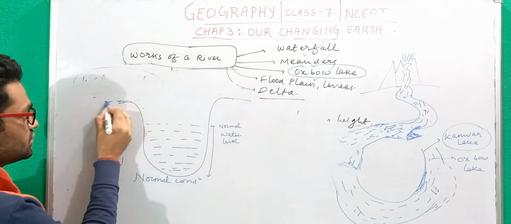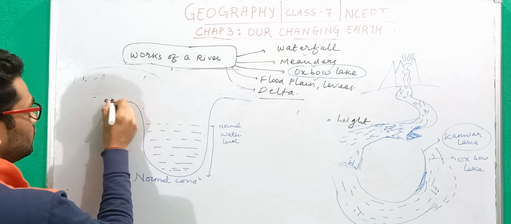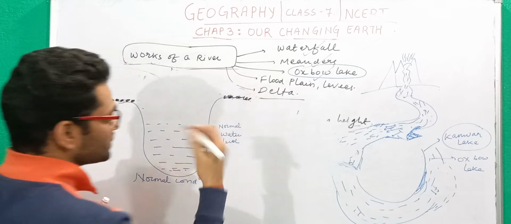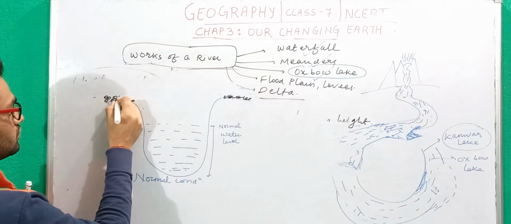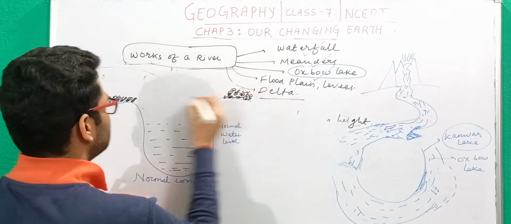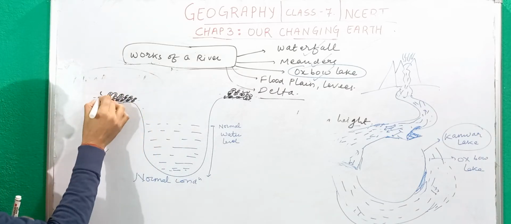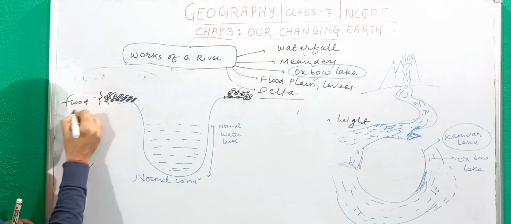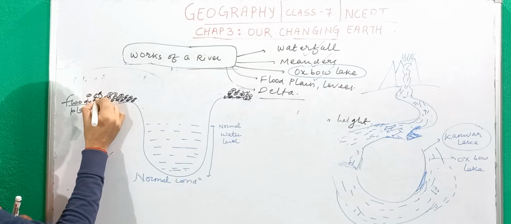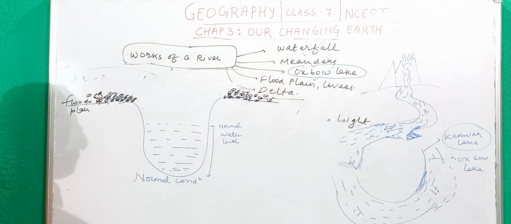But the debris that it has brought will get accumulated on the banks of the river, and after successive flooding, the bank will get elevated. These depositions will attain some amount of height, and these are called floodplains, which extend beyond the banks of the river. Okay, so this is the floodplain.